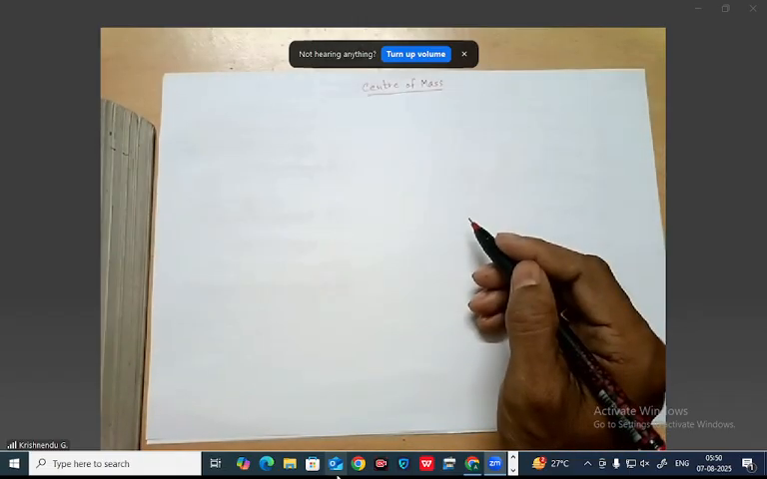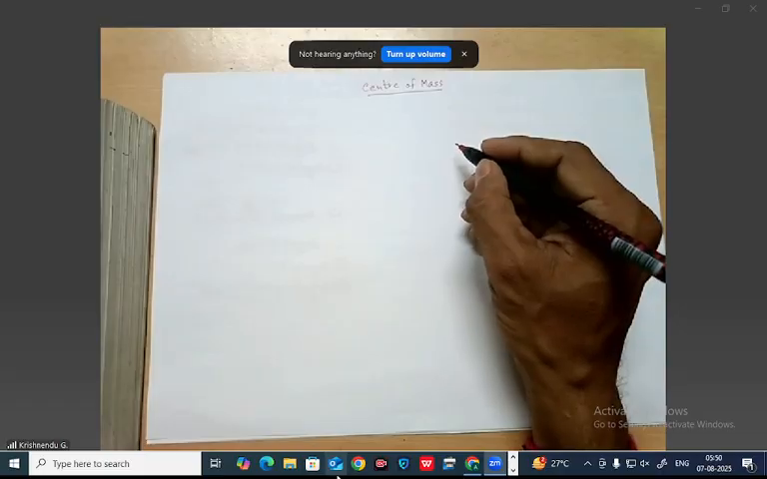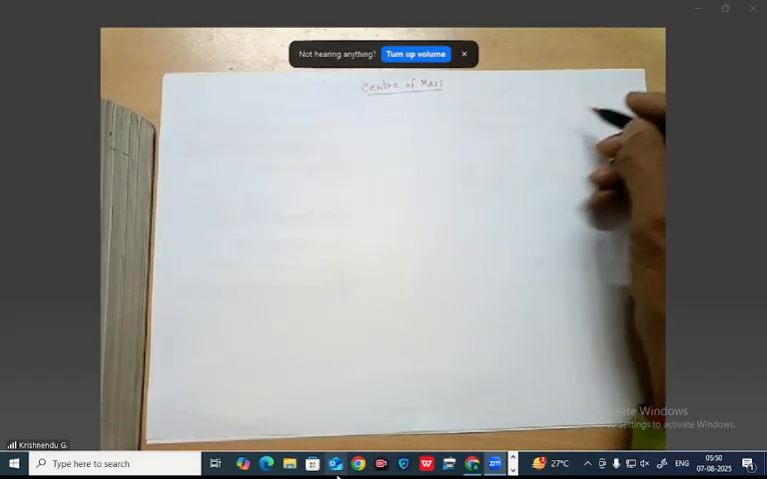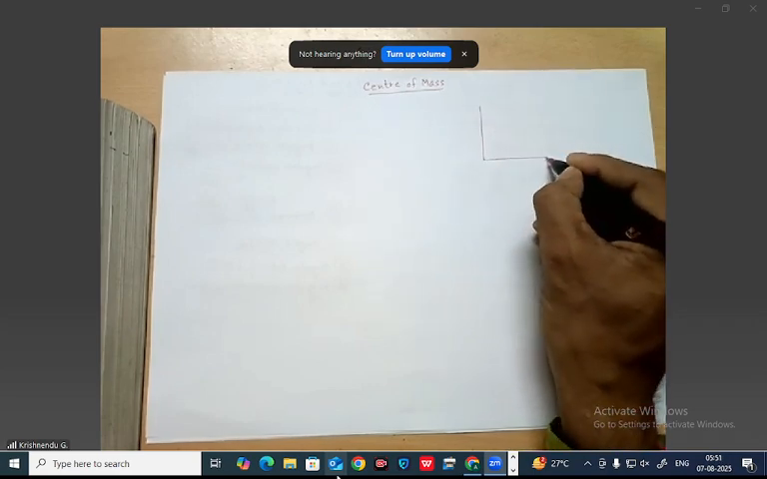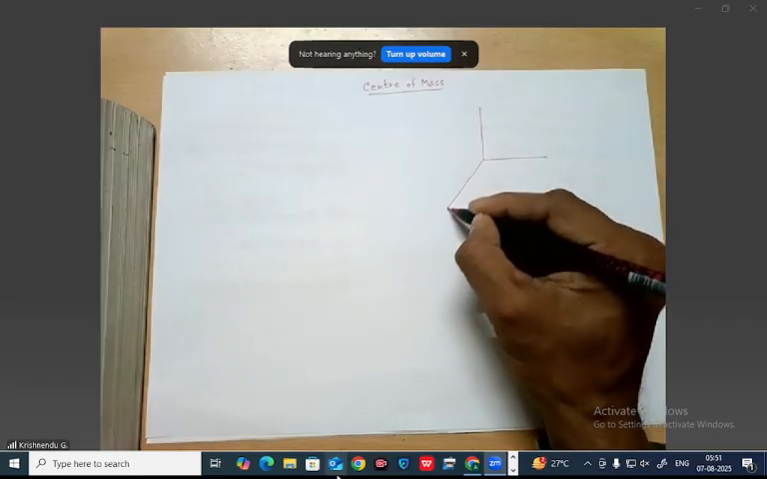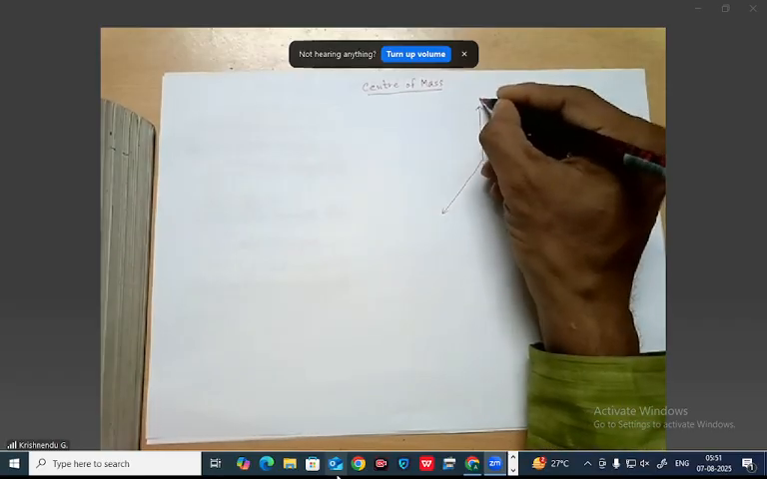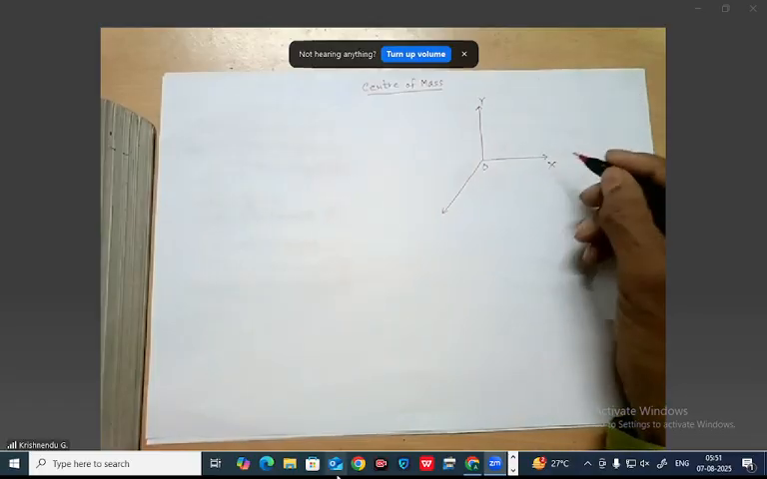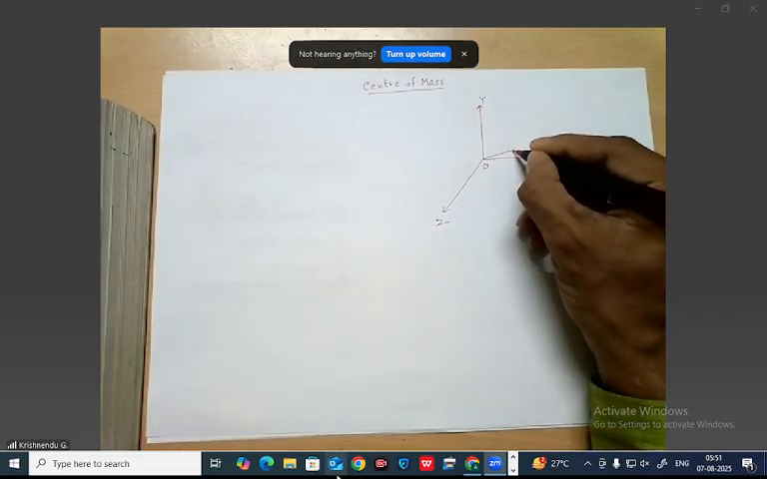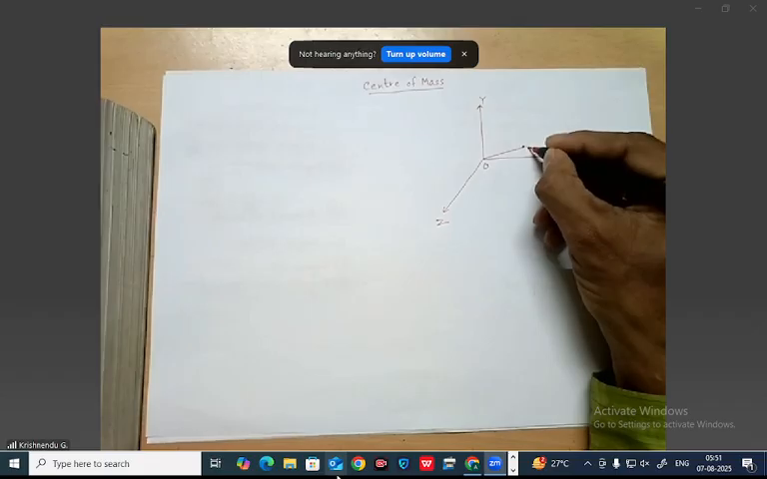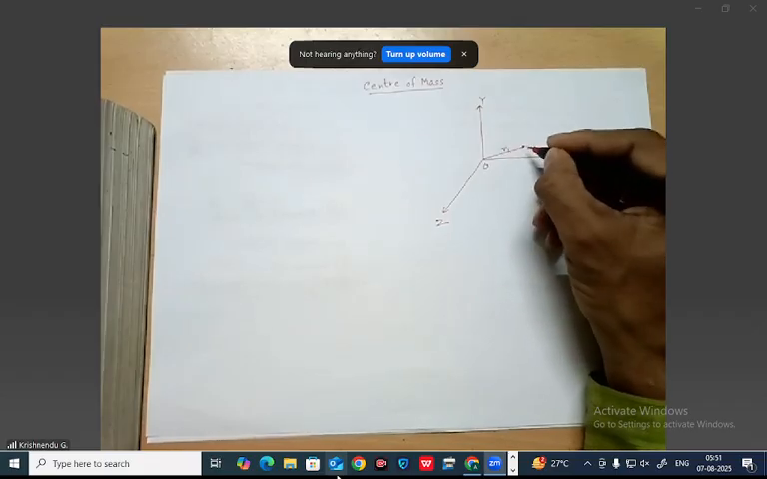Suppose we want to find, there are various particles. What is the center of mass? If I take a whole body, suppose this is a coordinate system with Ox, Oy and Oz axes. This is O, this is Y, this is Ox and this is Oz. If there are many particles, suppose there is a particle at a distance r1, this is m1 and the position vector is r1.